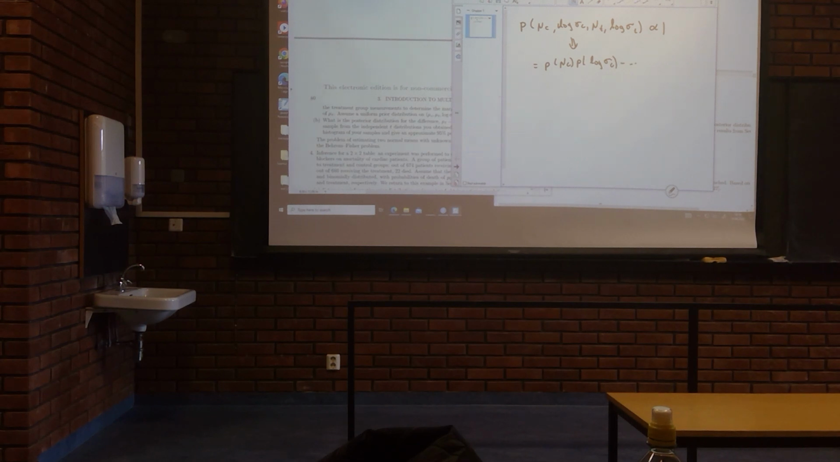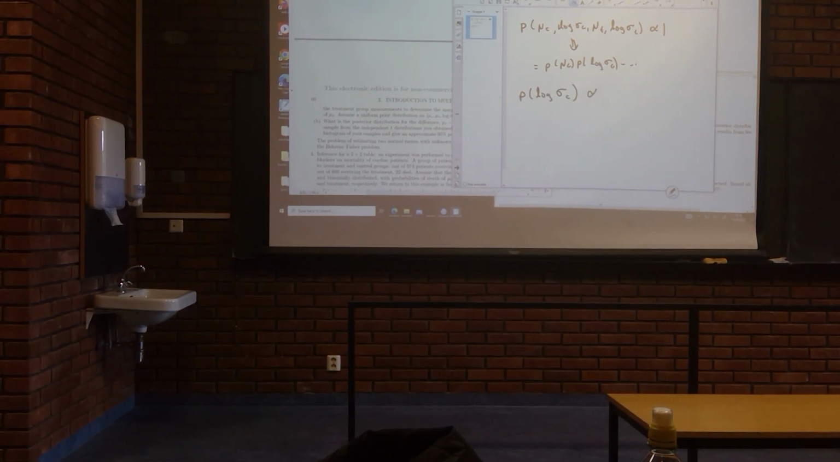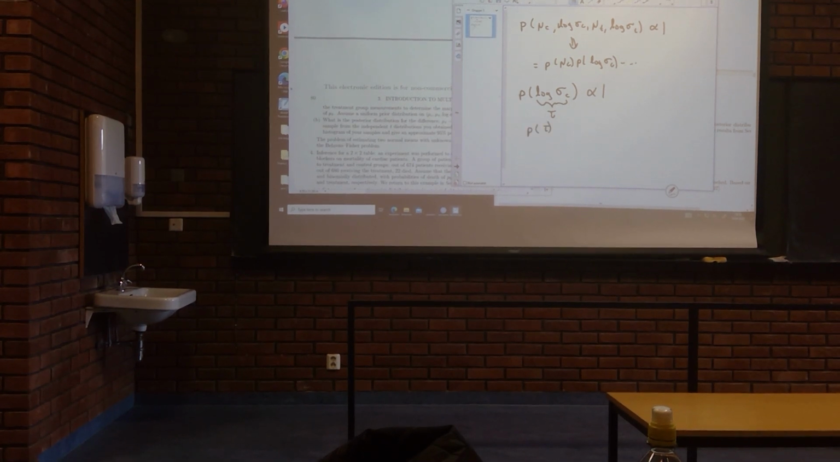And so on. In particular, if you look at one of these standard deviations, log sigma c has a prior proportional to 1. But if you now call this another parameter tau, then that means that we could also say that tau has a prior proportional to 1. But then we can go back and say, well, what is then the prior for the variance itself? Perhaps I should write the c here.